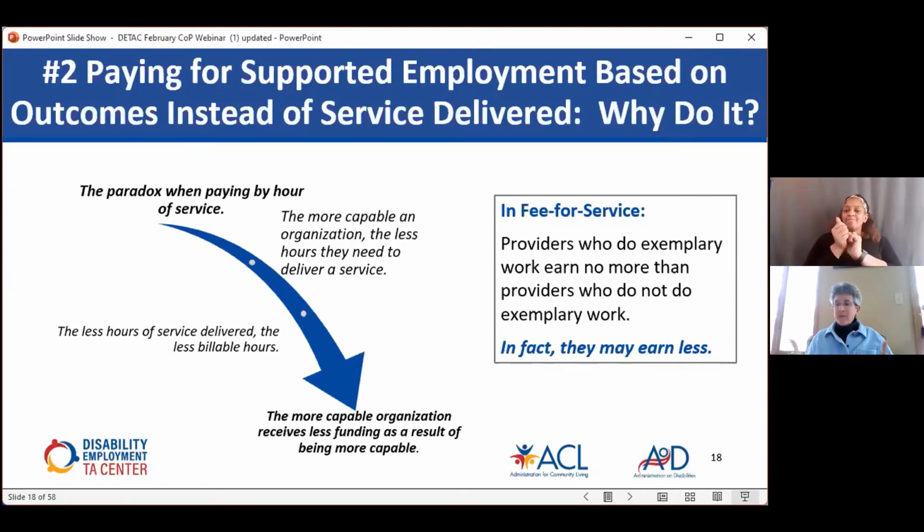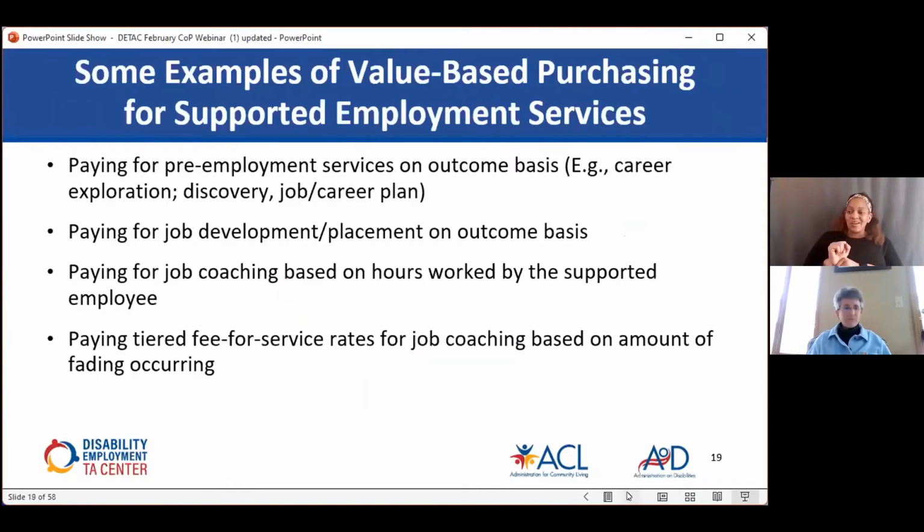outcomes. In fee-for-service, unfortunately, what we see is providers who do really great work earn no more than providers who don't do that well. And in fact, the providers doing the best work often earn less. Next slide.